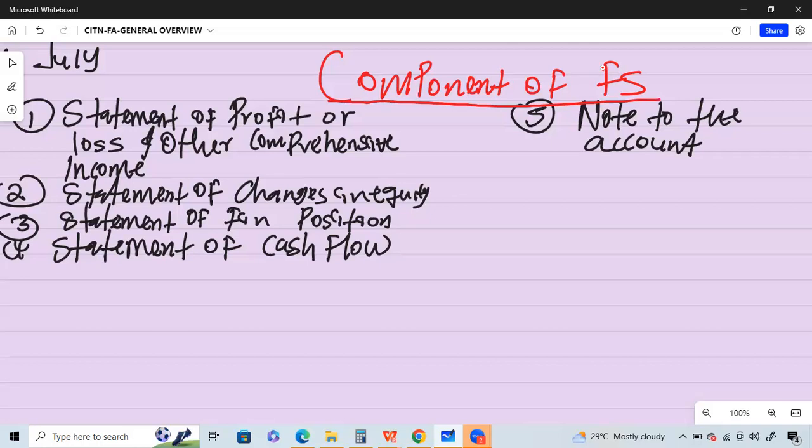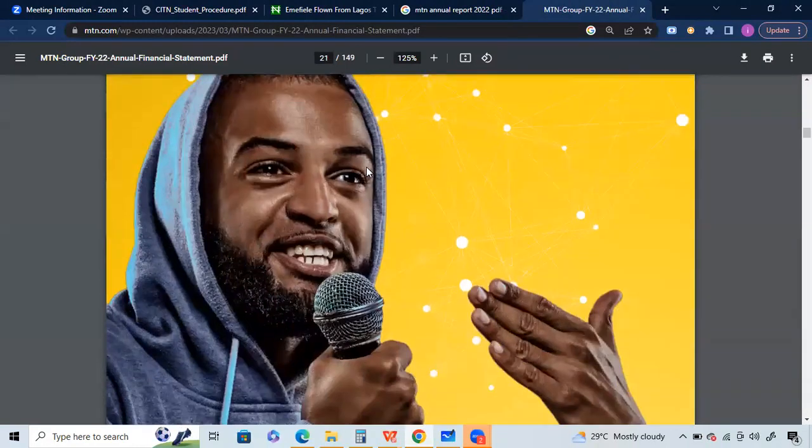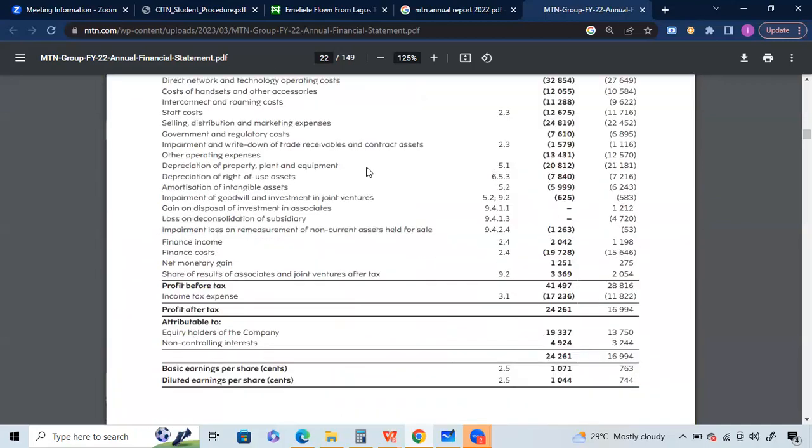The statement of profit or loss and other comprehensive income. We have the statement of changes in equity, the statement of financial position, the statement of cash flow, and the note to the accounts. And I think I still have it here. So this is the financial statement now, starting from here. Then this is the first one.